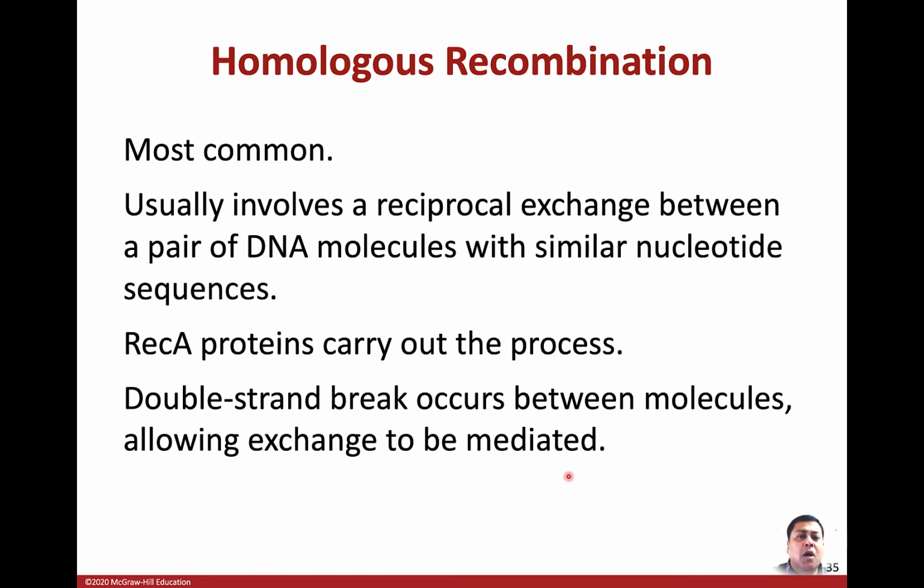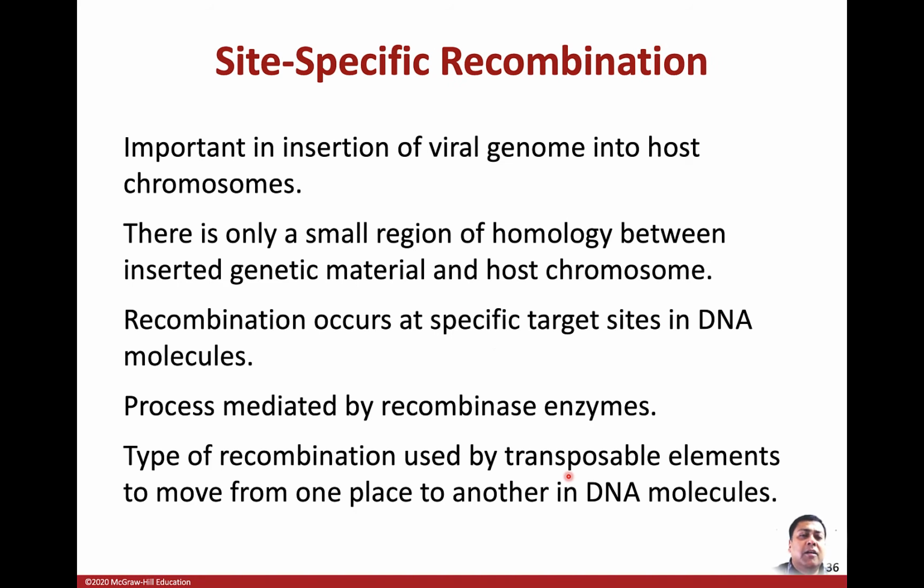So this is the most common type. On the other hand, there are some site-specific recombinations. This is important for the insertion of viral genome into the host chromosome. There's only a small region of homology between the inserted genetic material and the host chromosome, and recombination occurs at a specific target site. The process is also mediated by recombinase enzymes like RecA. And another type of recombination is used by the transposable elements to move from one place to other DNA molecules.